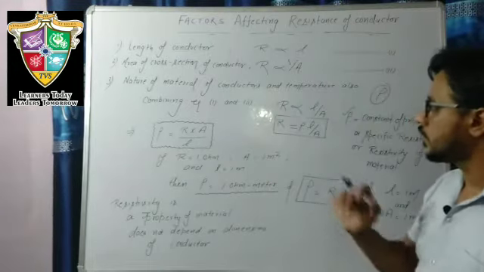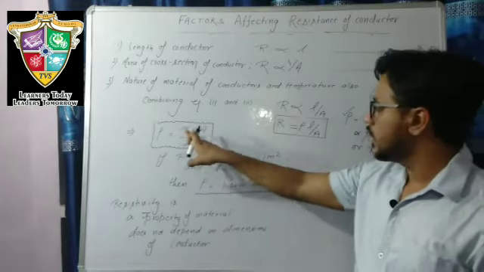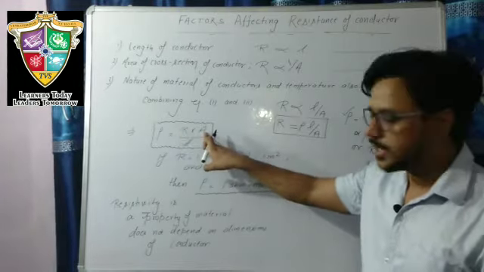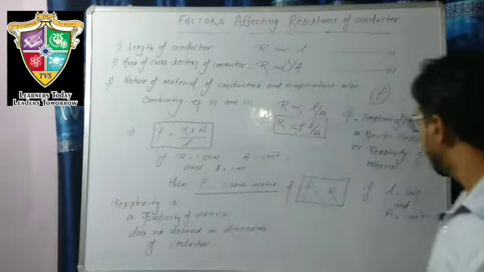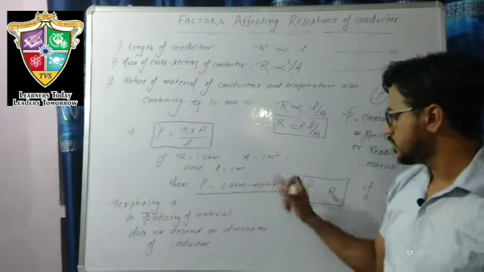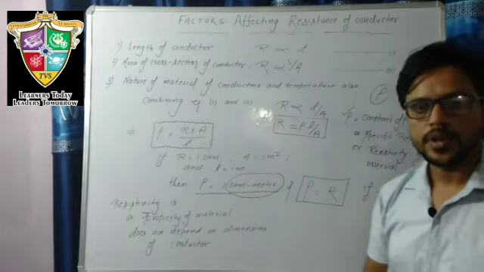And if we talk about the unit of this resistivity, the unit of resistance is ohm, area is in meter square, length is measured in meter, so the unit of rho is ohm meter. This is the unit of resistivity.